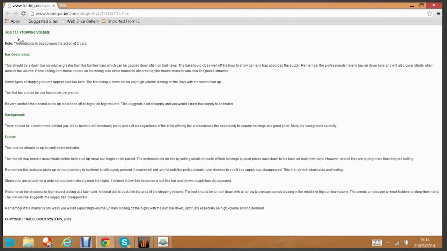Stopping volume, sign of strength 115. This indicator is based upon the action of 2 bars. This should be a down bar on volume greater than the last few bars, which can be gap down, often on bad news. The bar could close well off the lows to show demand has absorbed supply, which means the market's going to go up. More demand, market will rise.